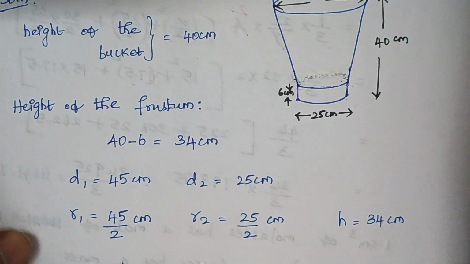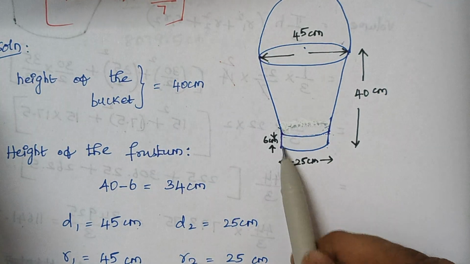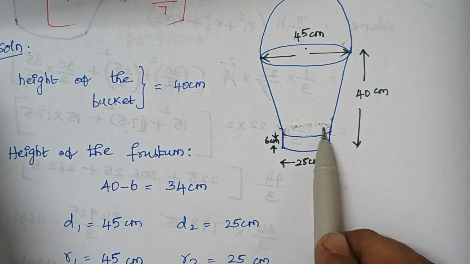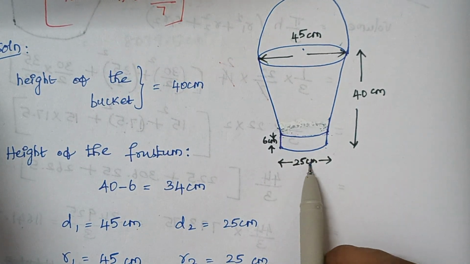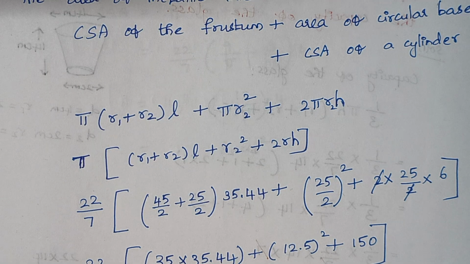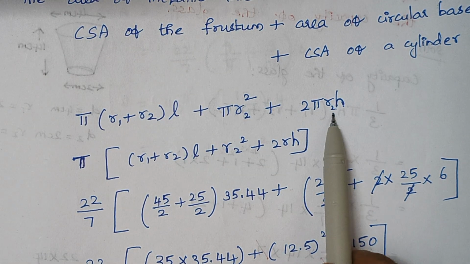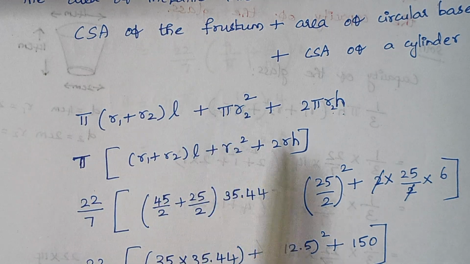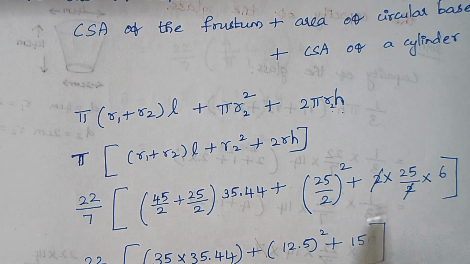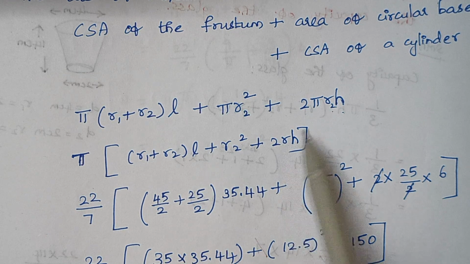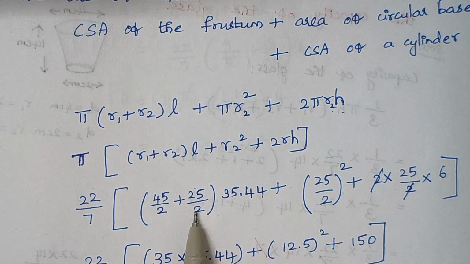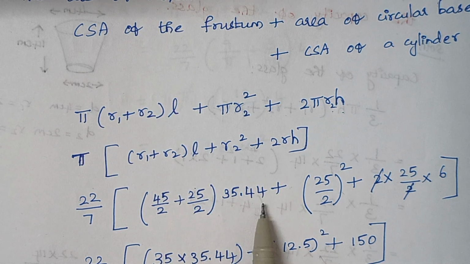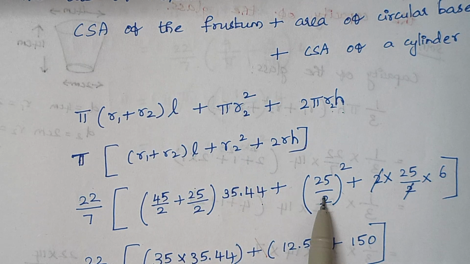Again you see this is your cylindrical part, and this is the diameter of the base of the frustum as well as the diameter of the cylinder. Right. So here it is 2 pi R2 H. Now pi is common in all the terms. So when you take pi outside, these are all the remaining terms. Now we are going to substitute the values. R1 is 45 by 2, R2 is 25 by 2, and L is 35.44, and here it is R2 square, and here it is 2 into R into H.